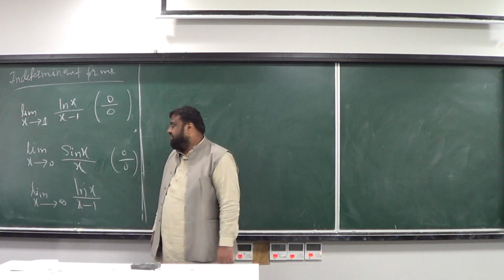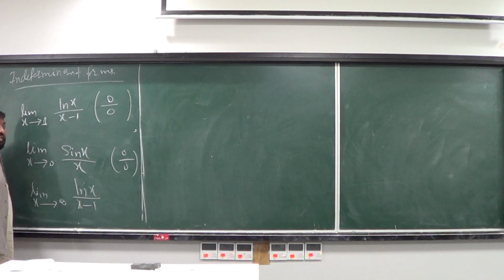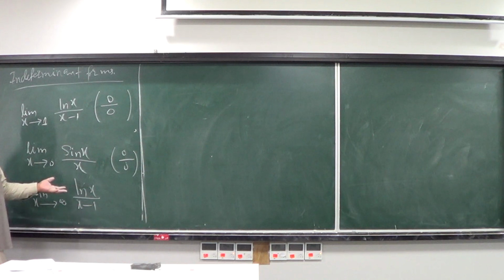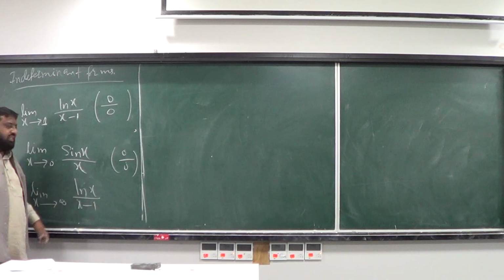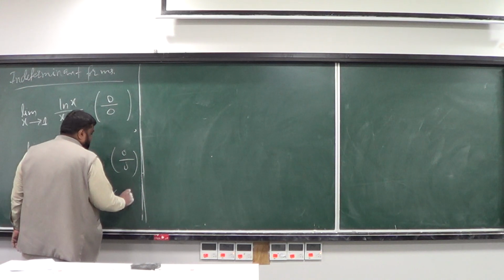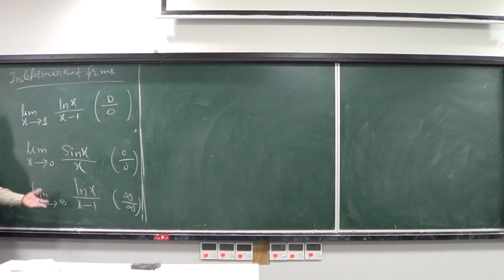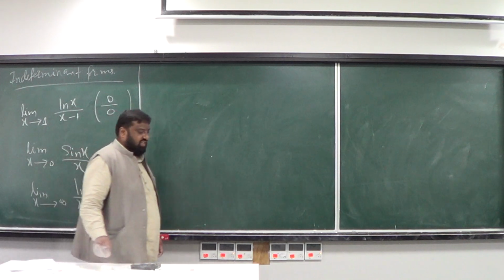So what should be done? How about this one? Take the limit as x goes to infinity. The log of infinity would be infinity, and x minus 1 is again going to be infinity. So you're going to say this is an infinity by infinity form. So this is another indeterminate form. So 0 by 0 is an indeterminate form, and infinity by infinity is too. What is the meaning of dividing one infinity by another infinity?